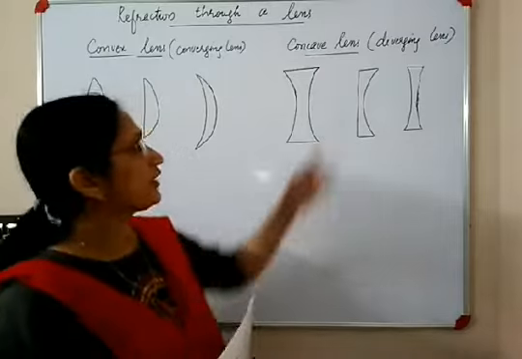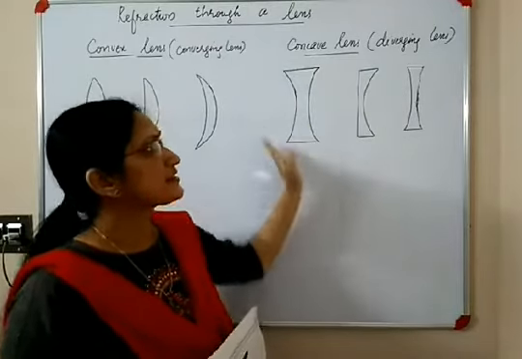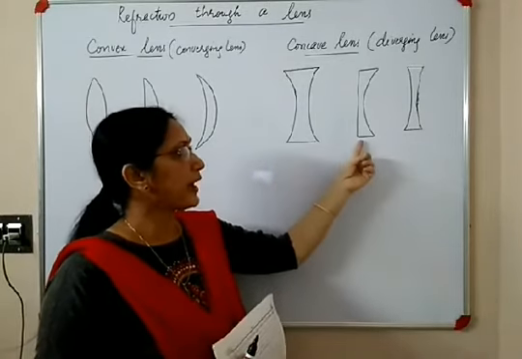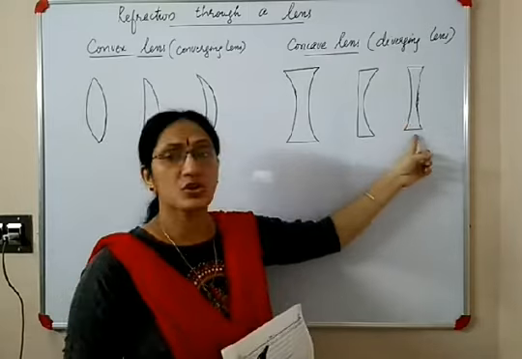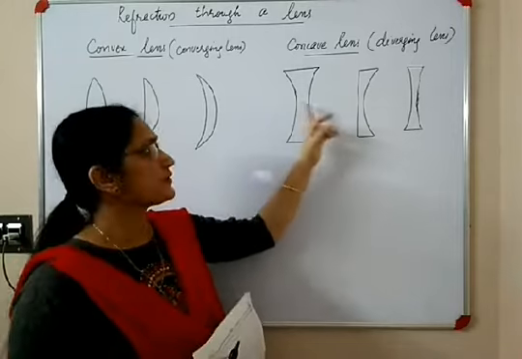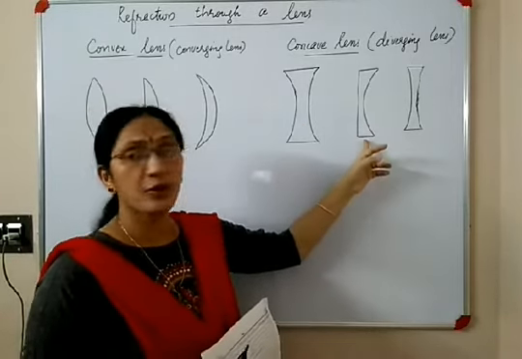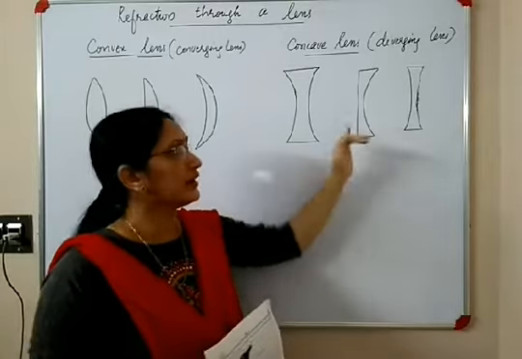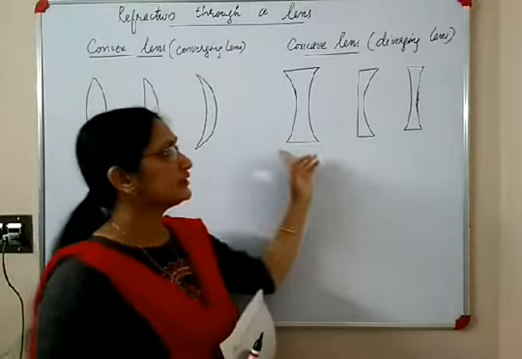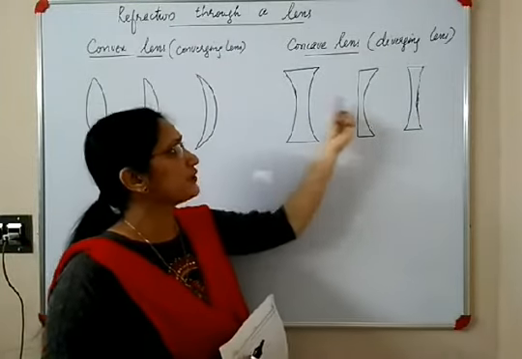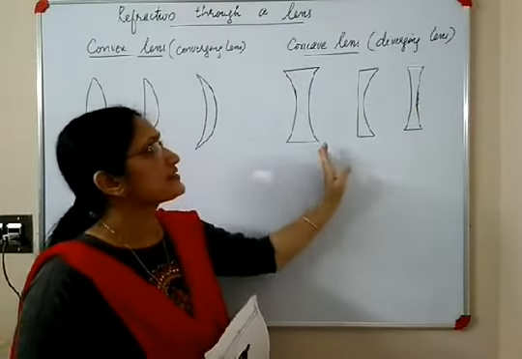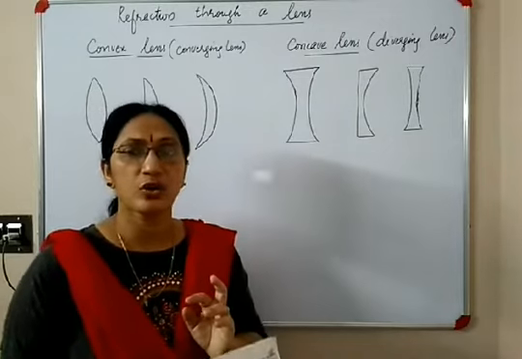Now about concave lens. These lenses are also of three types. Their names are double concave lens, plano concave lens, convexo concave lens. Double concave has two spherical surfaces. Plano concave: one side is plane, the other one is concave. Then convexo concave lens. Here the unique character is that the middle portion of these lenses is thin and the edges are thick. This type of lenses comes under the category of concave lenses.